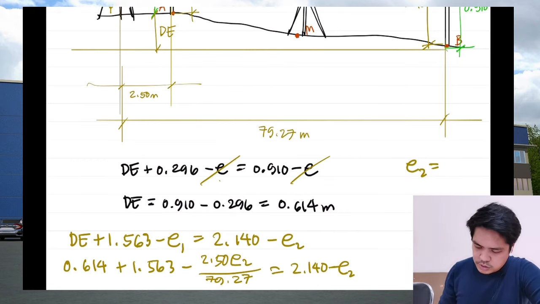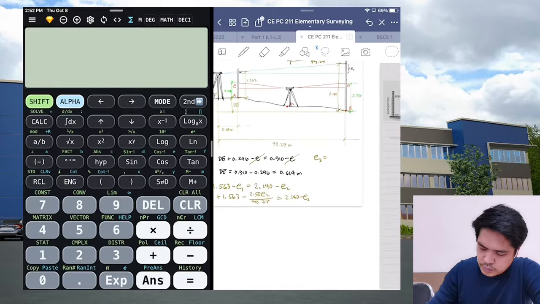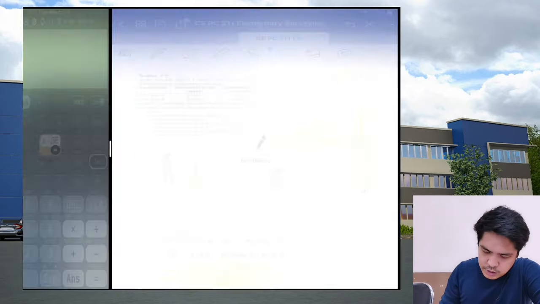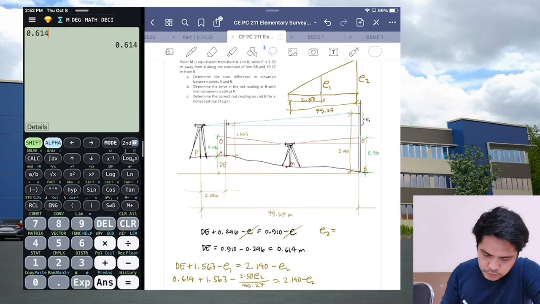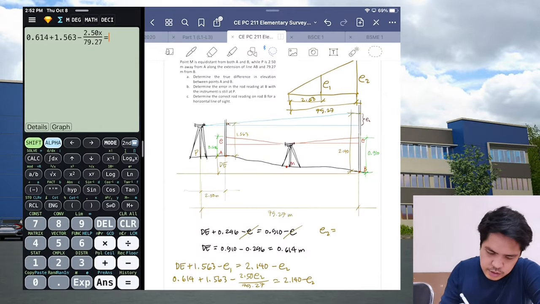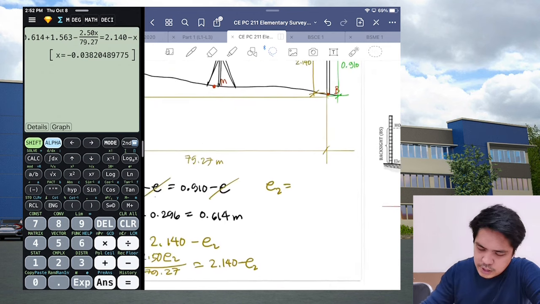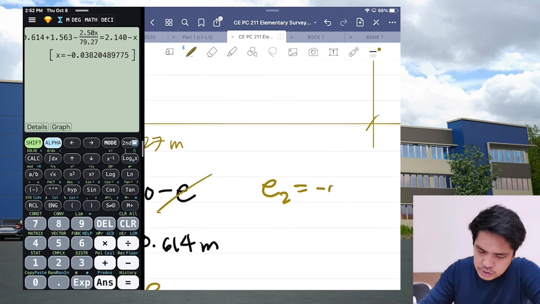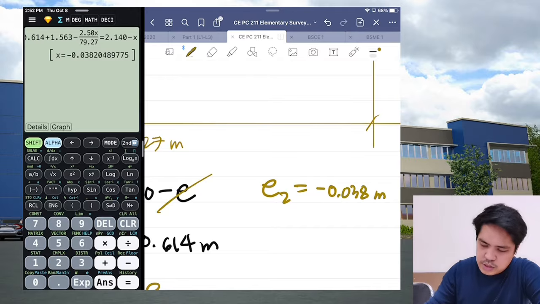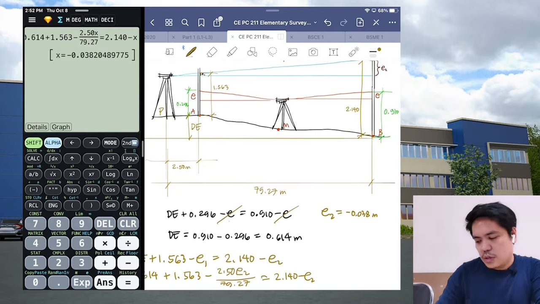So by calculator again, let's open this. Okay, let me copy that. We have 0.614 plus 1.563 minus 2.50 error 2 over 79.27, that is equal to 2.140 minus error 2. Then shift solve. The answer is negative 0.038 meters or negative 38 centimeters.